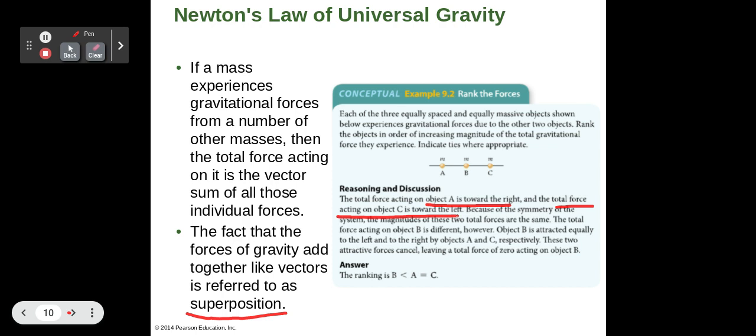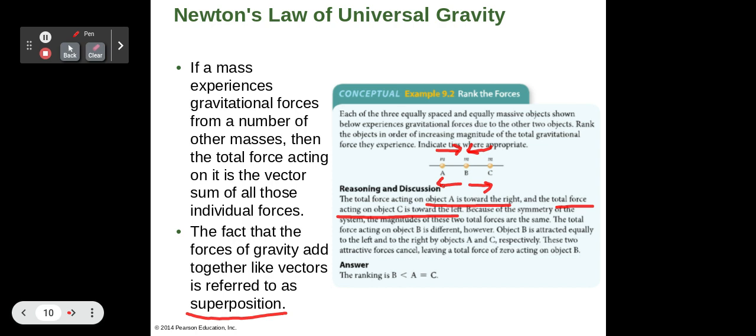The total force acting on object B is different. Object B is attracted equally to the left and to the right. So object A is only attracted in this direction. Object C is only attracted in that direction because there's nothing on the other side of it. But object B is attracted in both directions. Okay, so object B is attracted equally to object A and object C. So these attractive forces cancel out, leaving a total force of 0 acting on object B.